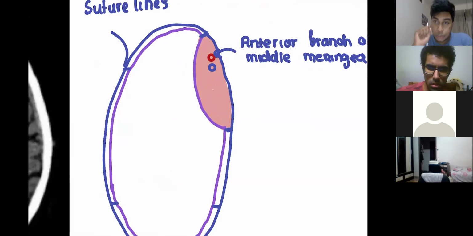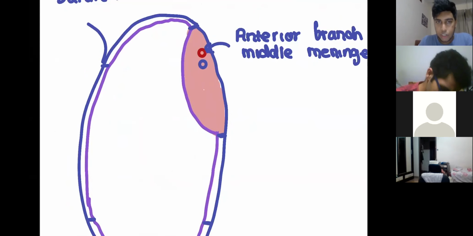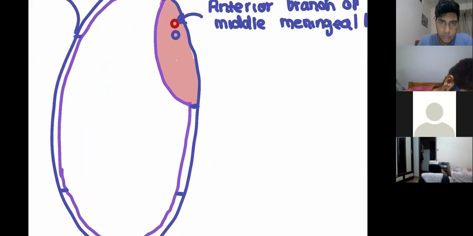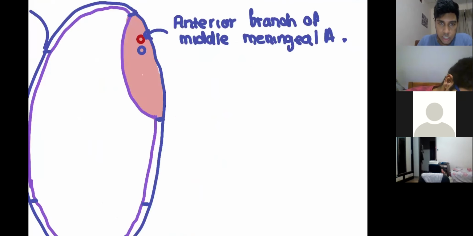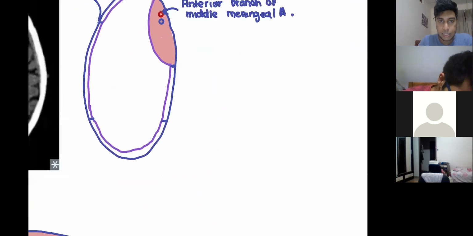Okay, it is not a potential space. That's why this is a problem. It cannot accommodate blood. It is not supposed to have this blood. It was never supposed to have this blood. Compared to the subarachnoid space, which is a potential space, this is not a potential space.